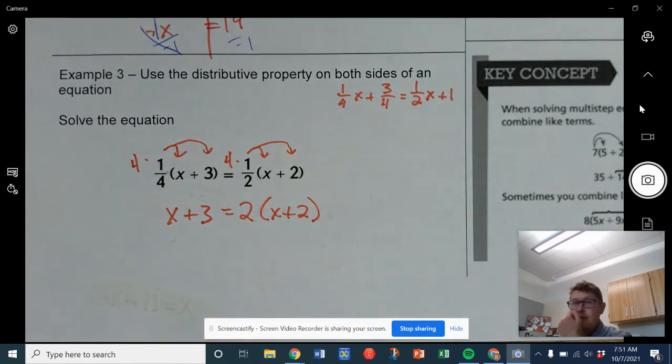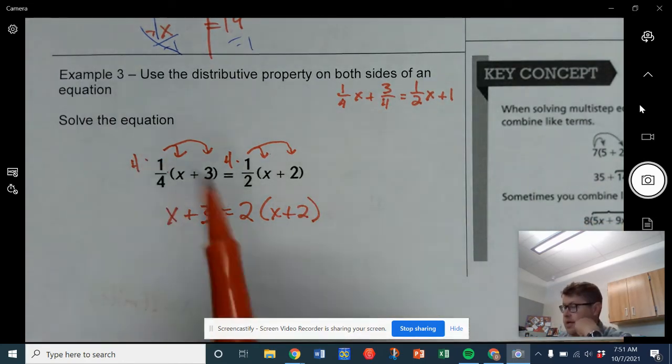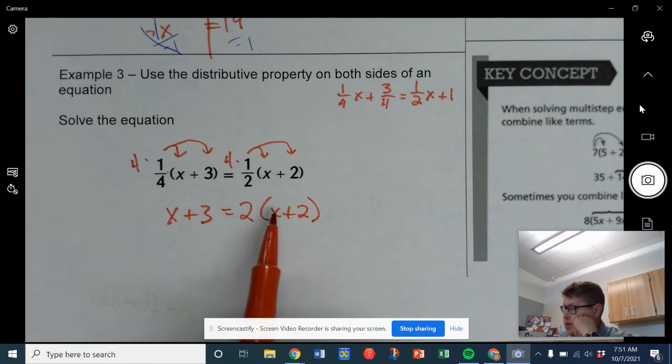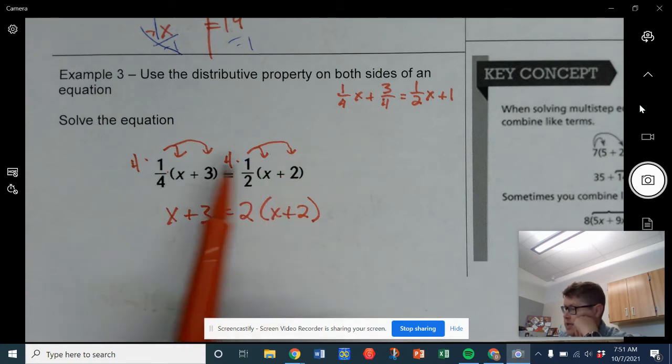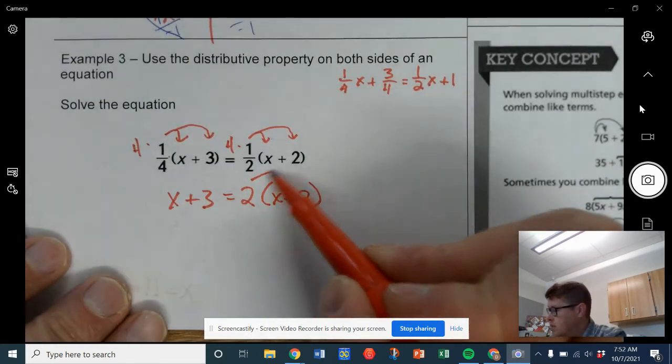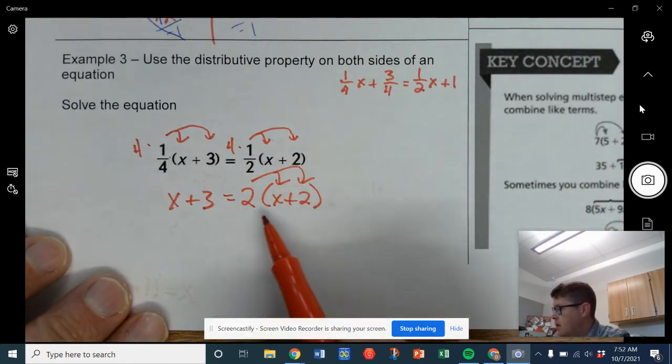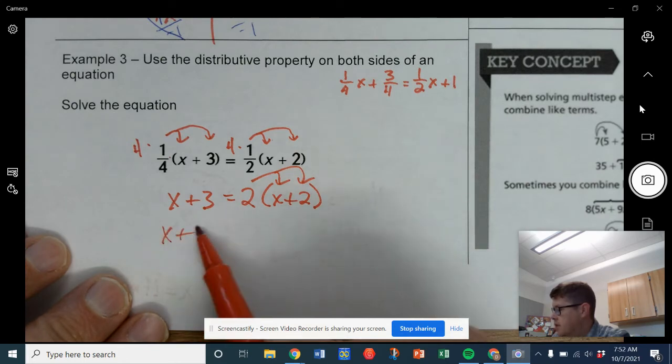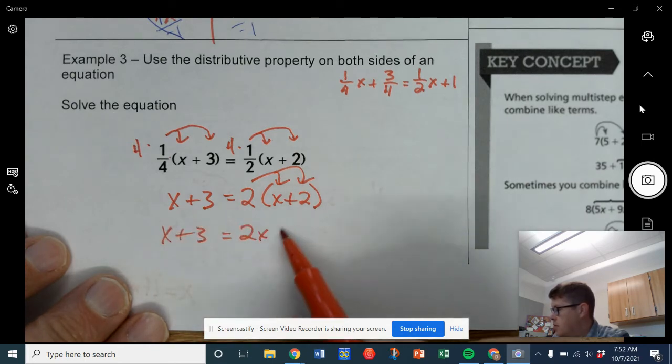So it takes those parentheses away. And since the parentheses protected the inside, you don't need to multiply like that x and that 2 and that x and that 3 by that 4. You don't need to do that because the parentheses protect them. So now we'll distribute this 2 like so. You get 2x plus 3 equals 2x plus 4.